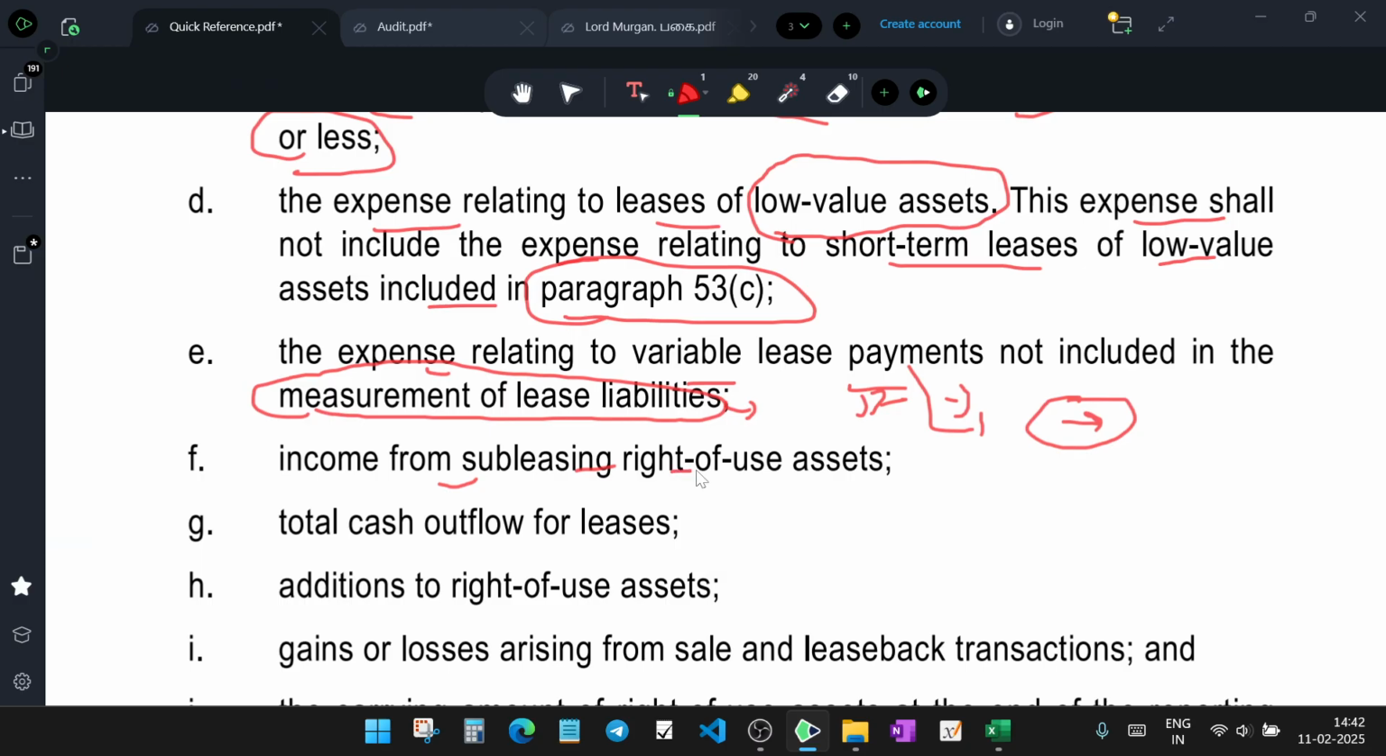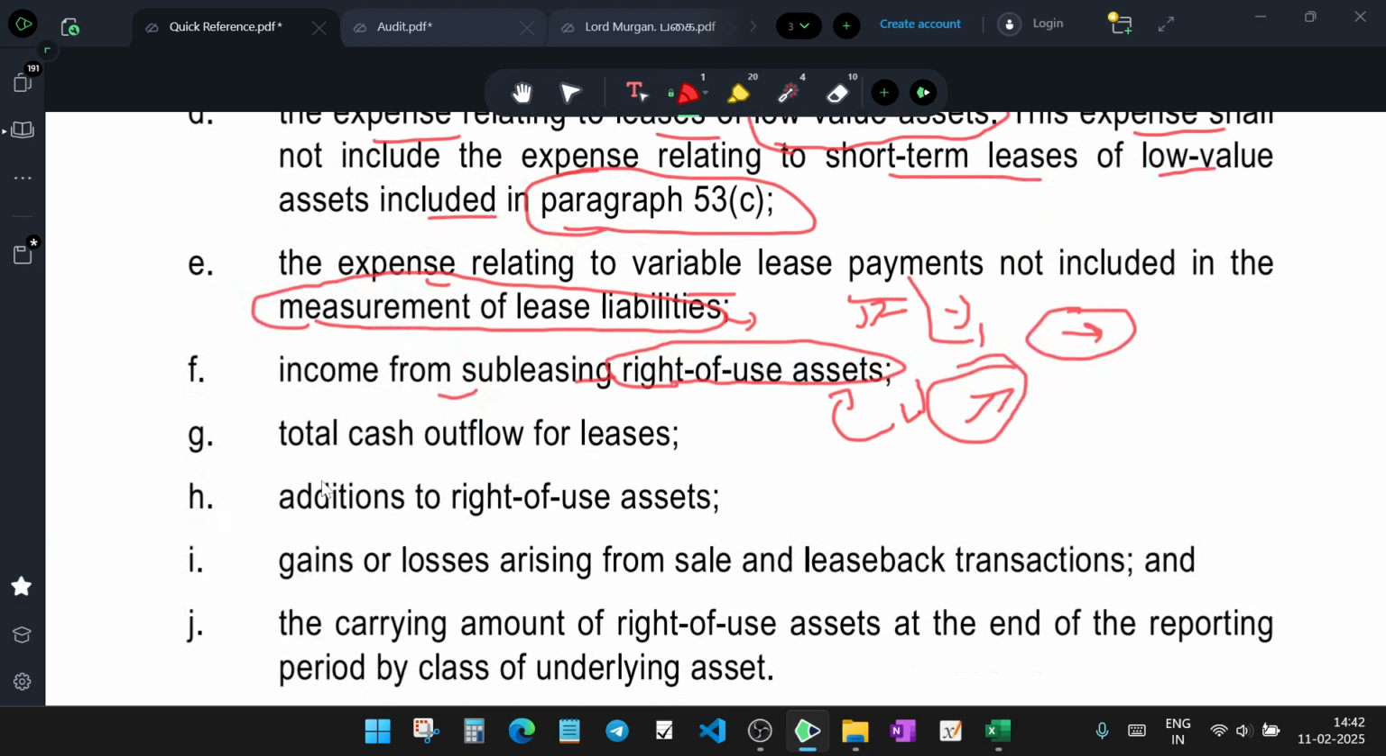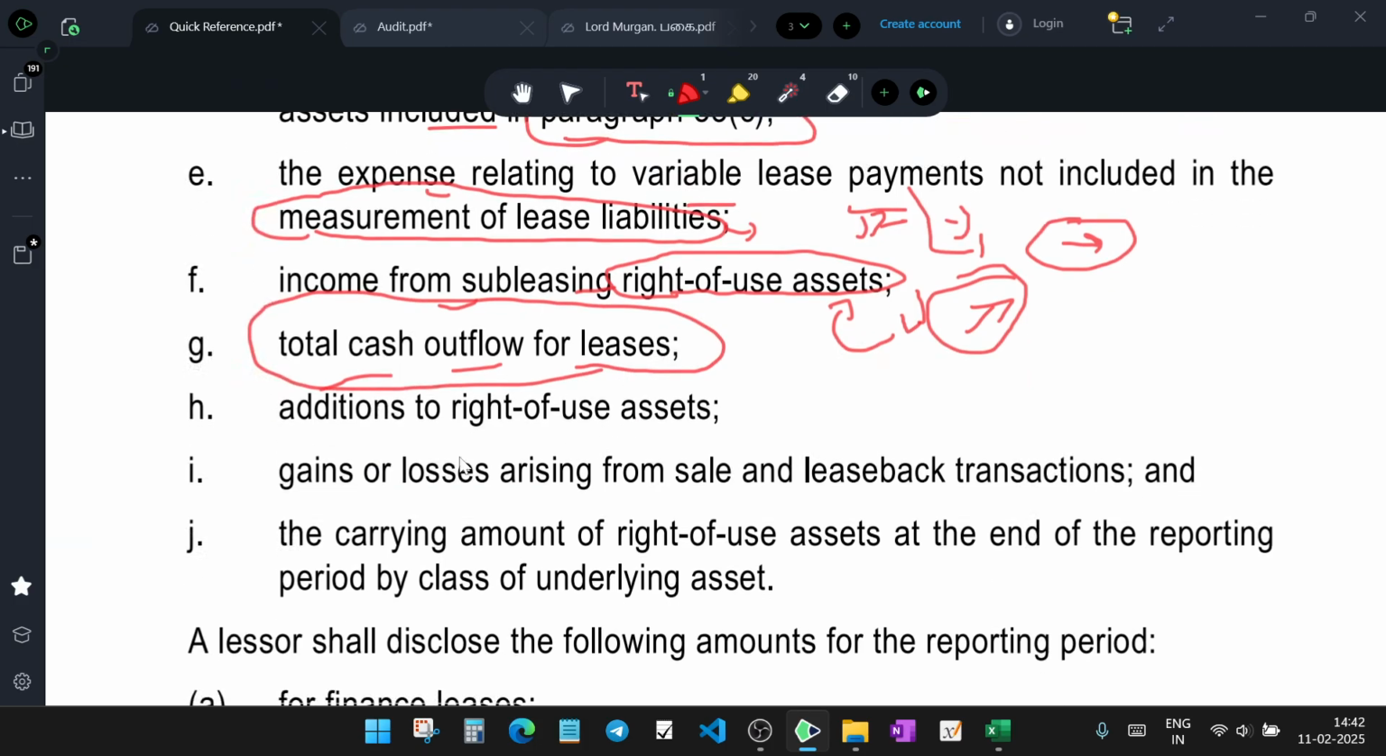Income from subleasing right of use of asset. We got a lease and we subleased it. What is the income arising out of it? You should say this is a subleased income. Total cash outflow of the lease. This is the total cash flow.